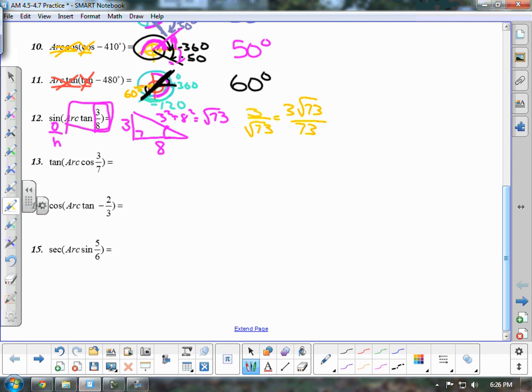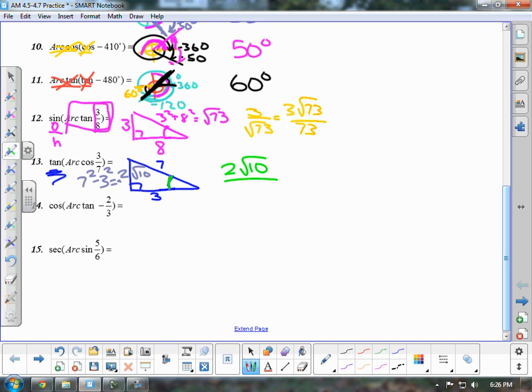For question 13, same thing. Draw yourself a right triangle. It says our cosine is 3/7, so if this is our angle, that right there is 3, that right there is 7. And now we are going to do tangent of that, so in order to figure out this side, we would take 7 squared minus 3 squared, which is going to equal square root of 40, or 2 square root of 10. And then tangent of this angle is going to be opposite 2 square root of 10 over adjacent, which is 3.